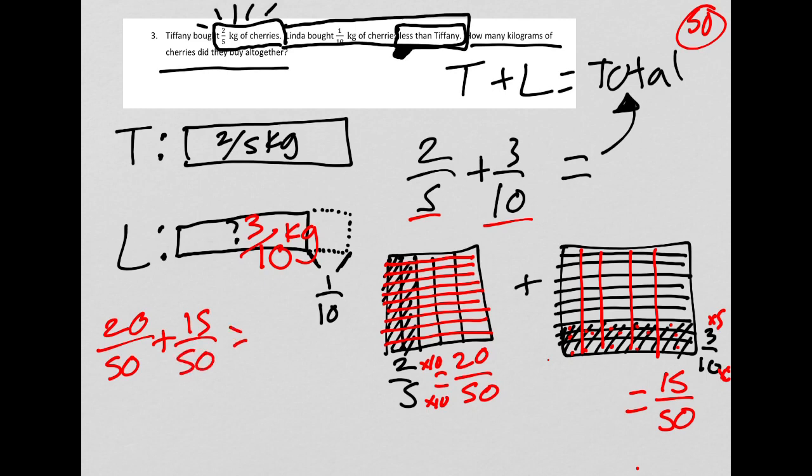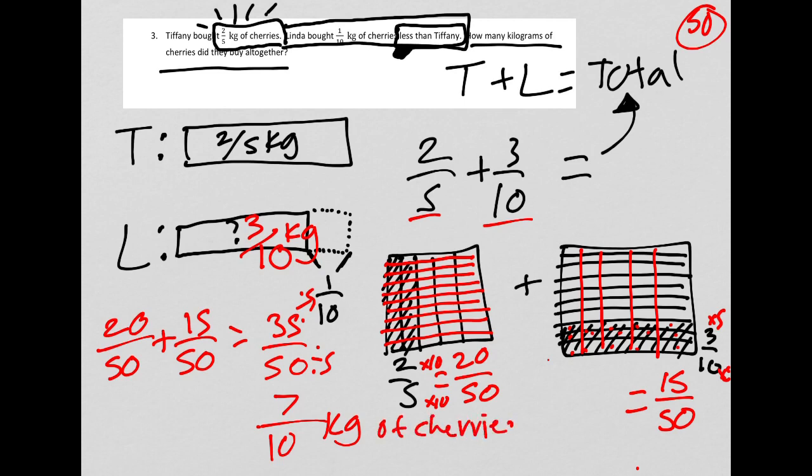And when I add those together, I'm going to get 35 50ths. I think I can make that fraction a little more happy by doing some division and simplifying it. I can see that both of them are divisible by 5. So 35 divided by 5 is 7. 50 divided by 5 is 10. So it looks like 7/10 kilograms of cherries is what they were able to purchase all together.